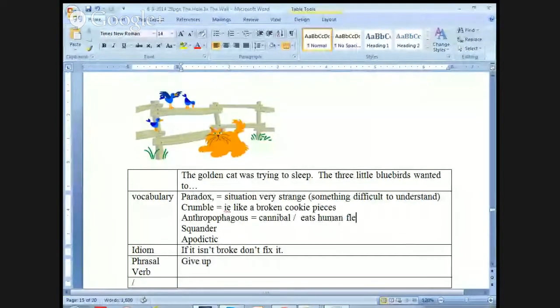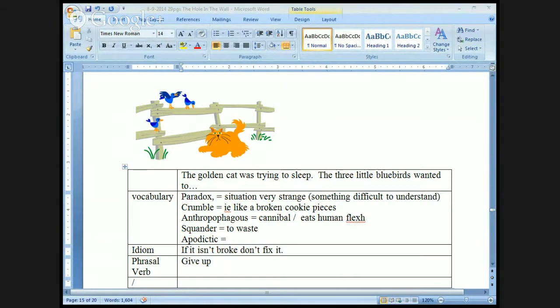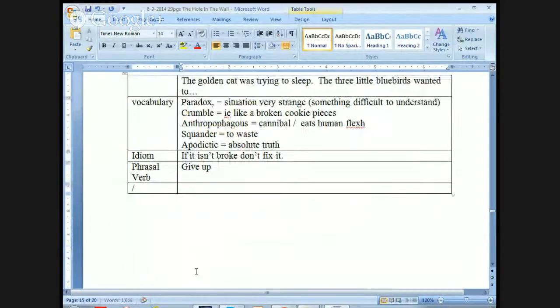I think you know squander, no, teacher? Okay, I do. It means to waste. Yeah, waste money, something like this. And what's apodictic? I've never heard that before. It's clear for itself, very clear. It's naturally clear. Something that doesn't need to be proved. Okay. It's an absolute truth. Yes. It's very evident. Okay.